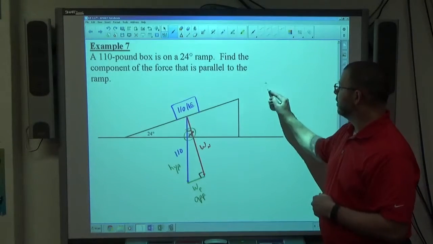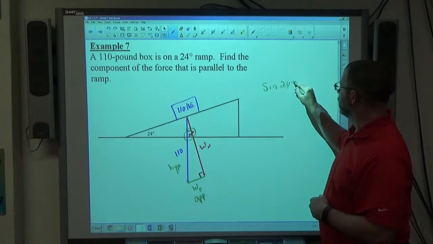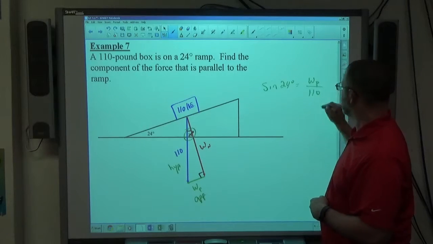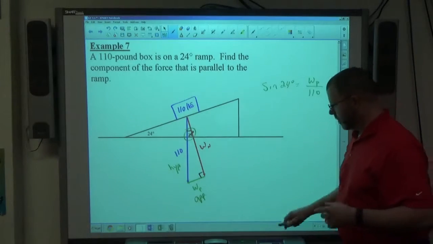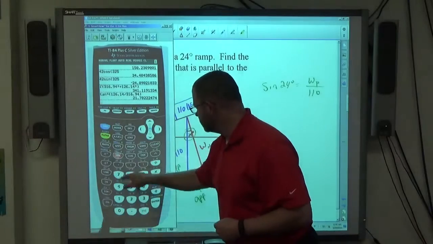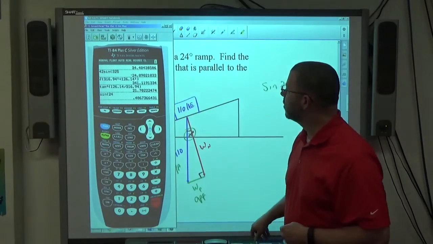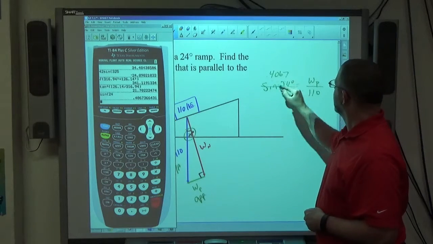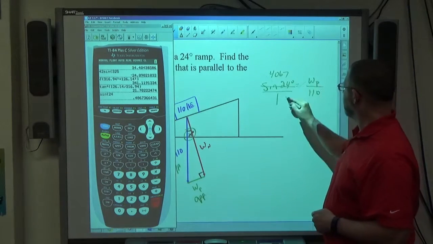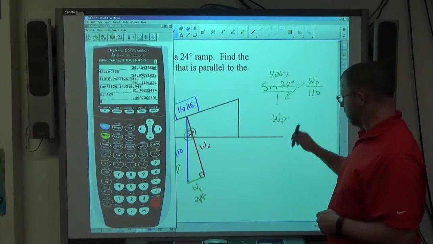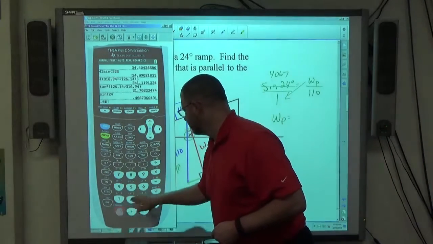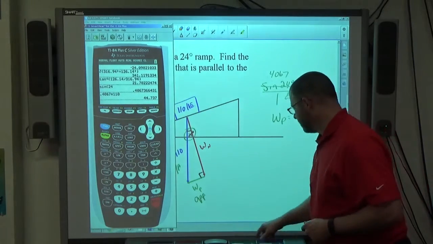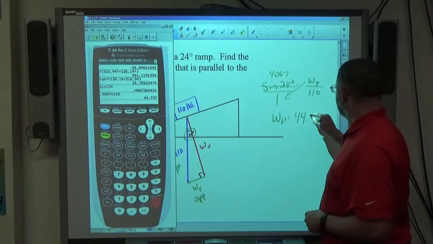Using that information, I know sine of 24 degrees should equal the parallel force over the hypotenuse. Sine of 24 is known by my calculator. It's going to tell me too, because I can't keep secrets. 0.4067 over 1. Cross multiply, I get W sub p, what I'm looking for, is equal to 0.4067 times 110. It comes out to 44.74 pounds.